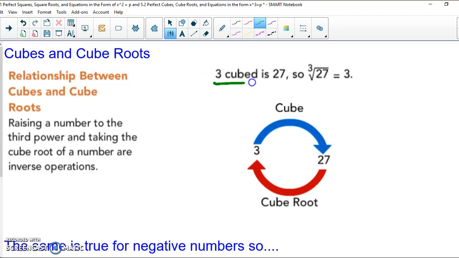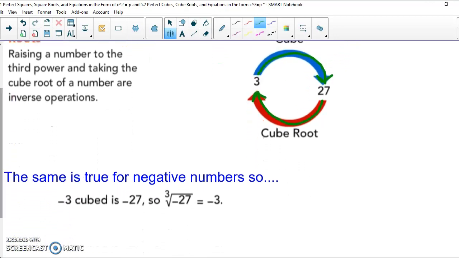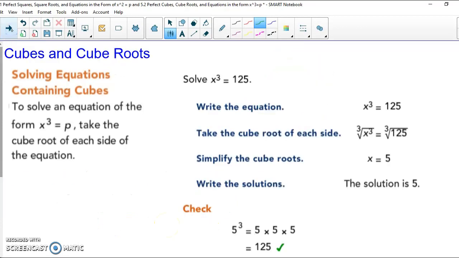So again, when we say 3 cubed is 27, we're starting small and getting bigger. And then when we say the cube root of 27 is 3, we are going full circle, completing that cycle and getting back to where we started. The same is true for negative numbers. So negative 3 cubed is negative 27. And so the cube root of negative 27 is negative 3. So you can see how those work together.